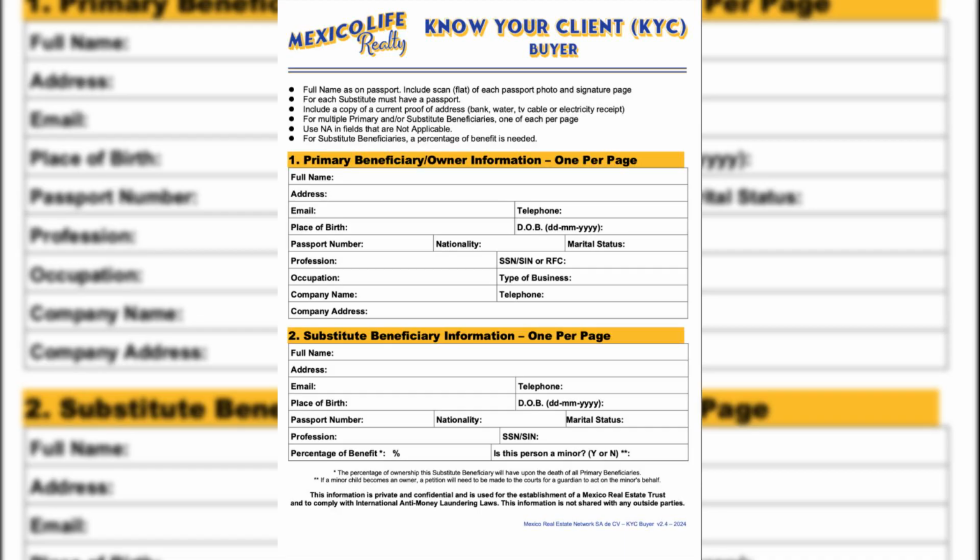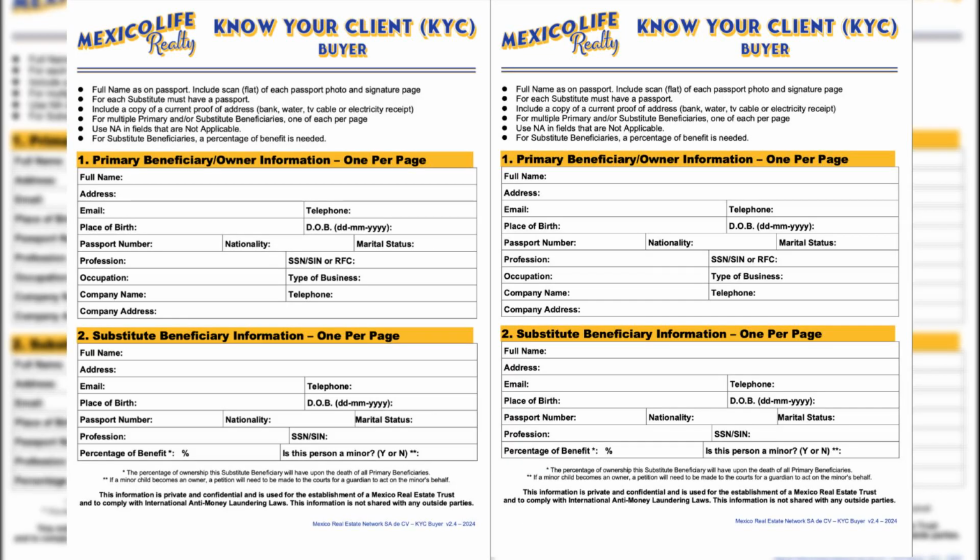Let's get everything ready. Before we start filling out the form, let's gather your documents. Passports for all parties, including your substitute beneficiaries, known as your heirs, and proof of address. We do need 1 page per buyer and 1 per substitute beneficiary. If you're buying with a spouse or partner, each of you fills out a separate form.